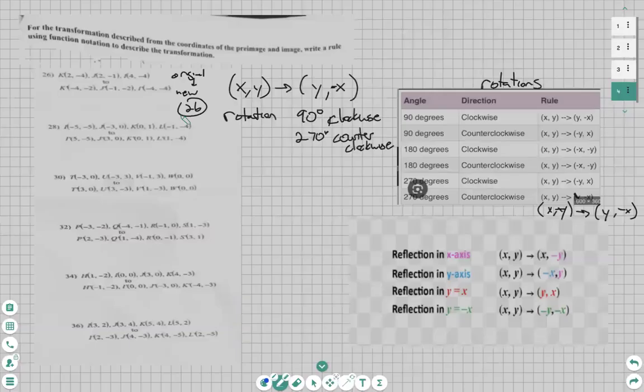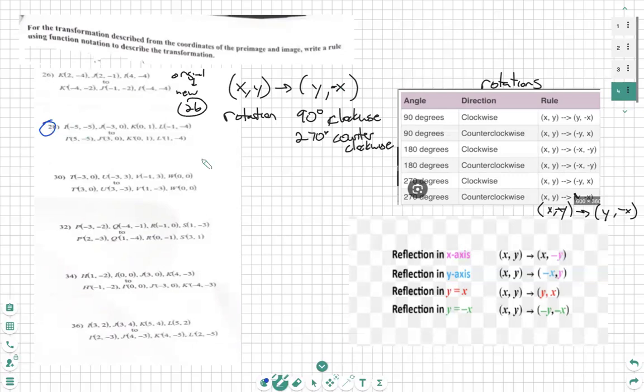Okay, for 28, let's take a look at 28. Now we're going to write a rule. It is really important that when you write the rule, you don't use points with the same numbers or zeros. It's hard to see if something's been multiplied by a negative if you use a 0. And with 5, -5, it's hard to see if things were flipped. So we're going to go to 5, -5, or 1, -4, and see what's going on. Like I said, 5 and 5 are the same number, so I want to go to -1, -4.